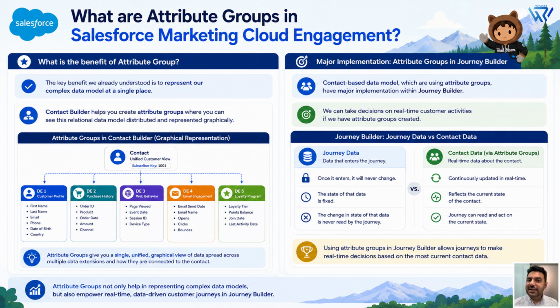We can take decisions on real-time customer activities if we have attribute groups created. In a journey, we have journey data and contact data. The journey data, once it enters, will never change. The change in state of that data is never read by the journey.